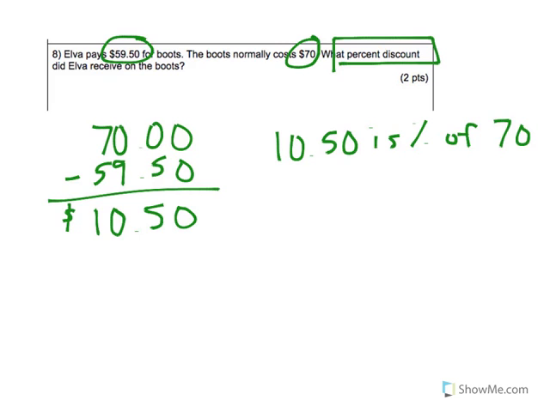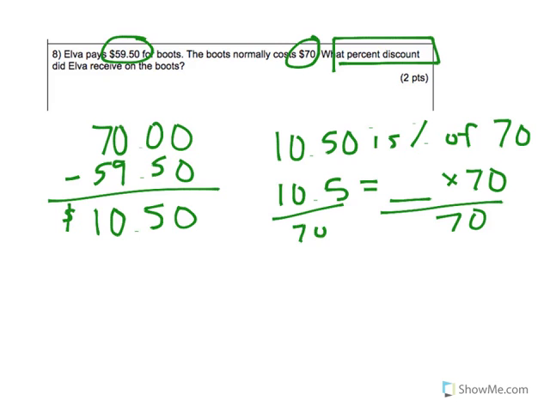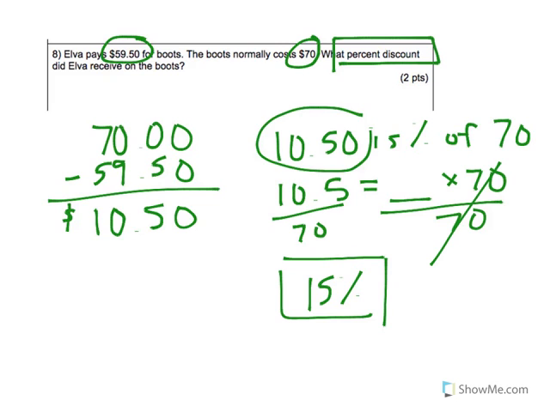So again, using a percent statement, I'm going to turn it into an equation, and that is some percent of 70. I'm going to use the inverse operation here, divide by 70, divide by 70. These cancel out, and what I get is 15%. So you're going to get 15%. This is the percent discount because 15% of 70 is this $10.50, your discount.